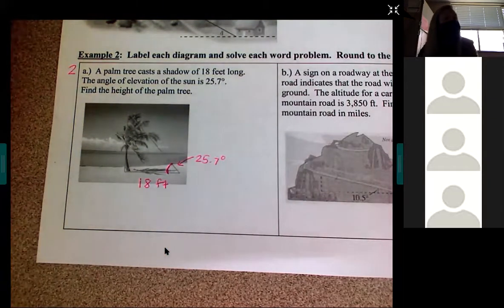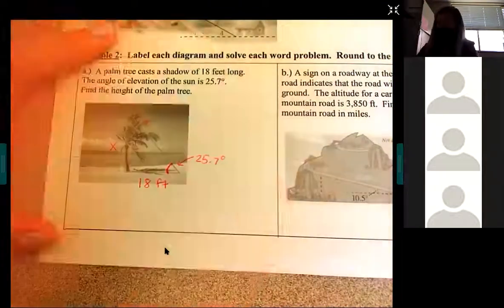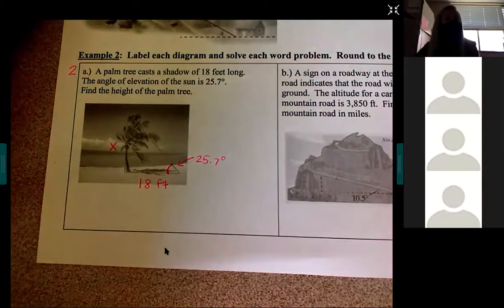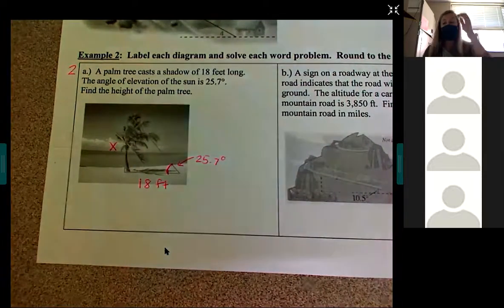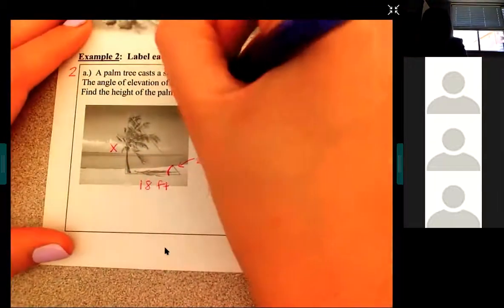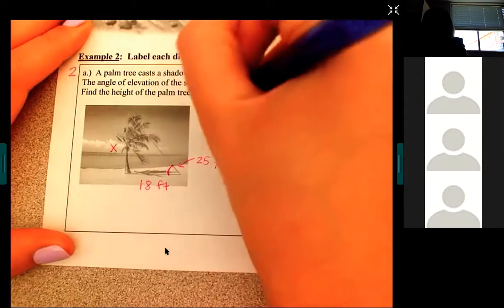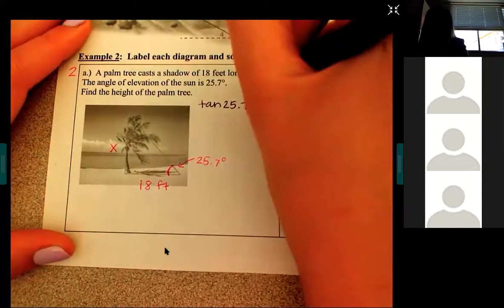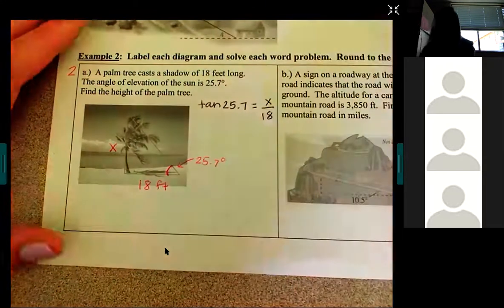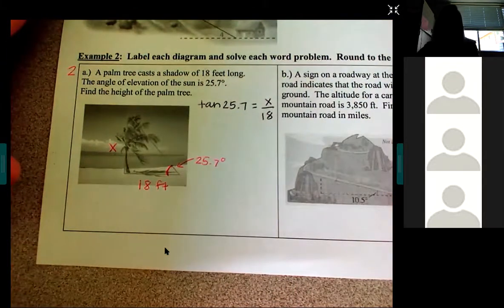So if it says find the height of the palm tree, where am I going to put the X? On the left. Good, Henry, right here. So what trig function could I use to solve for X? What you got, L'Oreal? Tangent, very good. So Haley, help me set it up. Tangent of what? Tangent of 25.7 equals H over 18, or you can call it X over 18. You can use whatever letter you want to find that height.